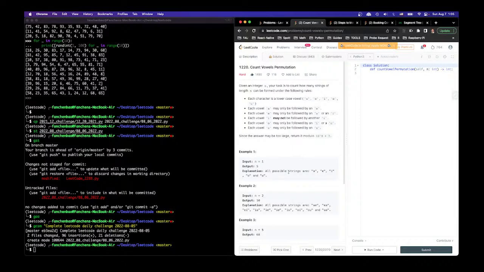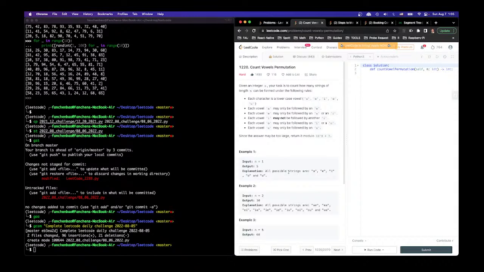So everything can end, right? Everything can end by itself, but if it doesn't end, that's the rule. So A can only be followed by E, U can only be followed by A, E can be followed by A or I, O can only be followed by I or U, and I may not be followed by another I.